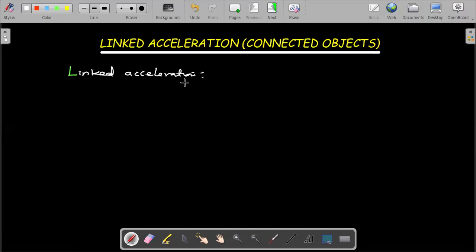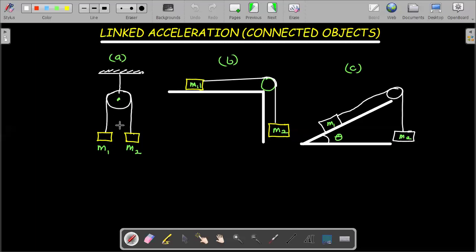So when we say linked acceleration, what we really mean is a common acceleration that is experienced by two or more connected bodies due to the force acting on them. Just as what we have seen here. Because of the fact that these two objects are connected, if there is variation in the masses, especially in this first case, we are going to have an acceleration. The object is going to accelerate towards the side that has the heavier mass.